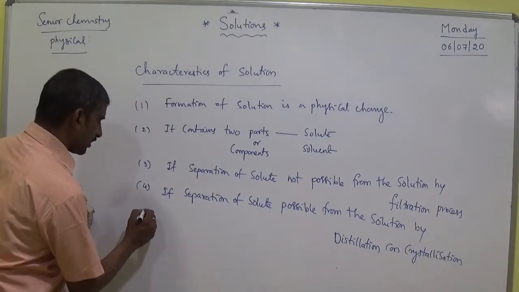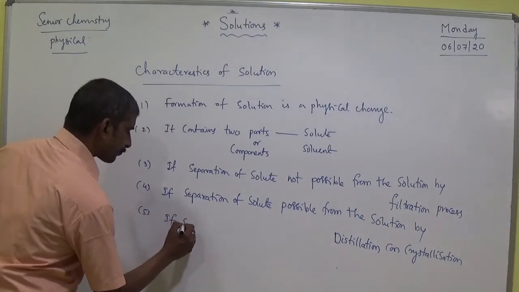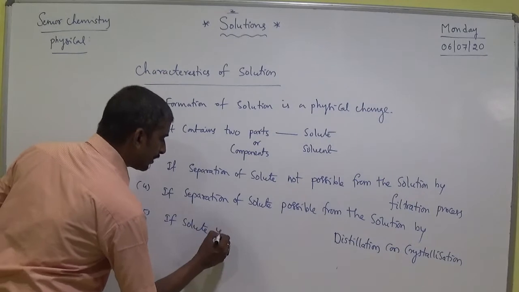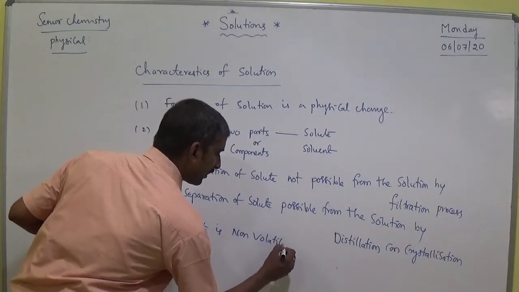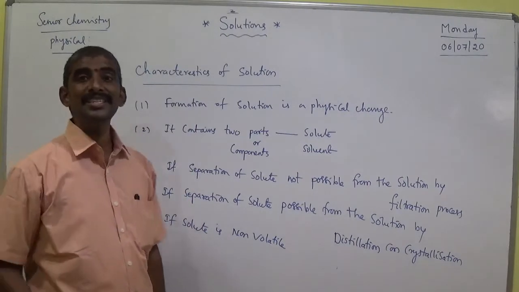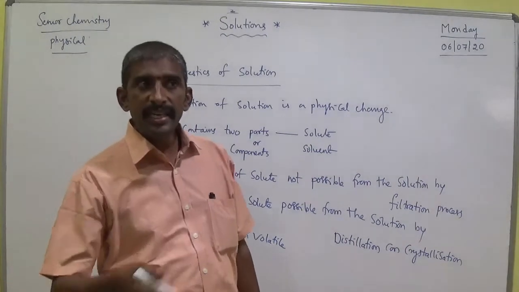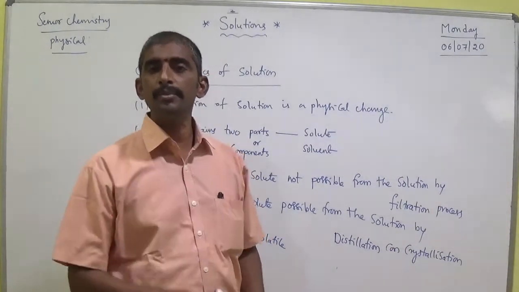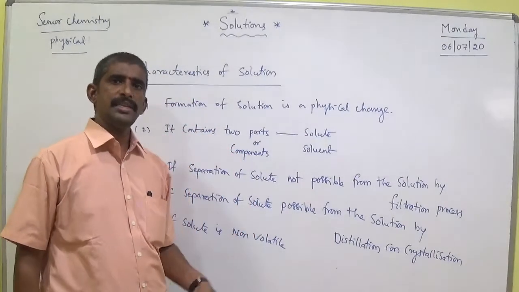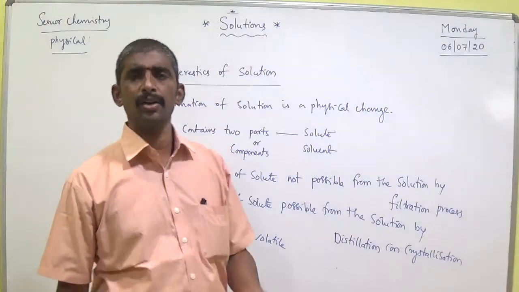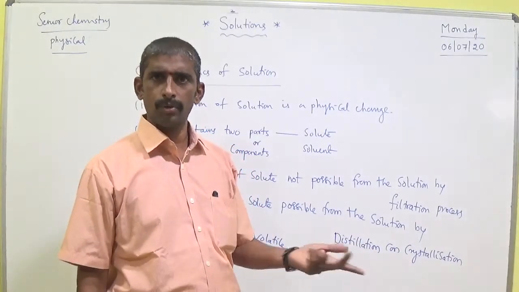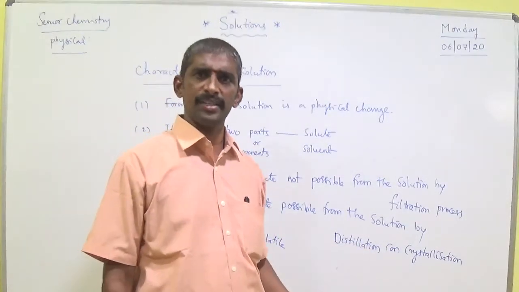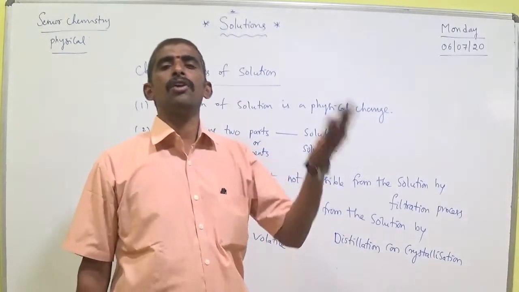Another point: if the solute is non-volatile. Volatile means easily evaporated. The best examples are organic compounds like chloroform and carbon tetrachloride, which are volatile in nature. Petrol and diesel are also volatile. Volatile means easily evaporated.